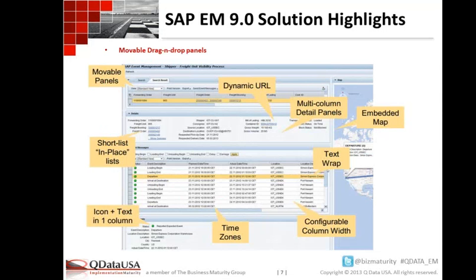The movable drag and drop panels, let's just talk about that one. If we look at this screen in front of us, at the top we've got two tabs: a search and a search result. Behind the short list, in-place lists, we've got our event messages, and right at the bottom we've got our details behind the icon text in one column. So we've got those three panels on the left-hand side, and on the right-hand side we've got the map component.